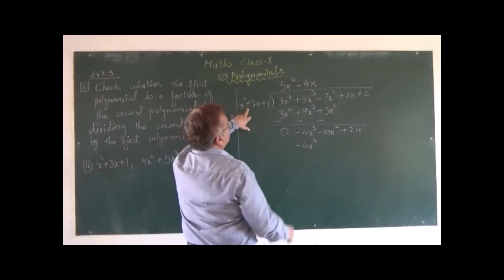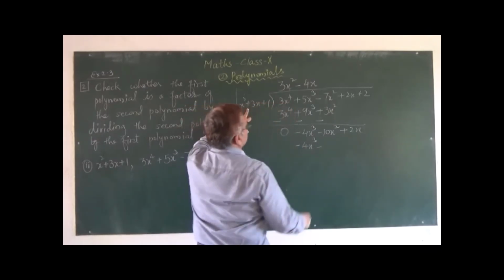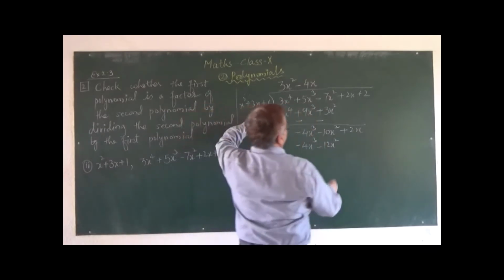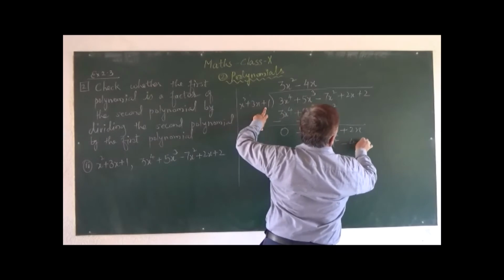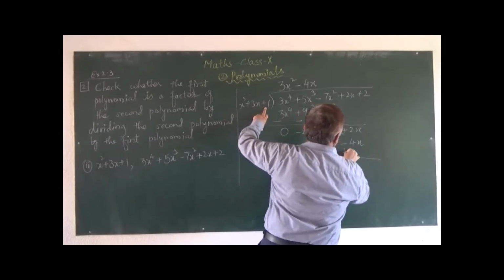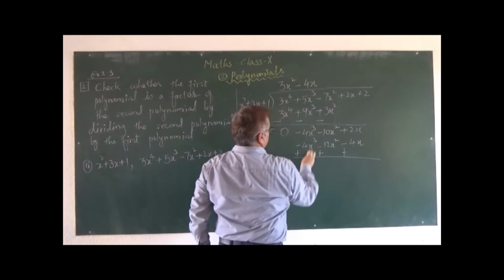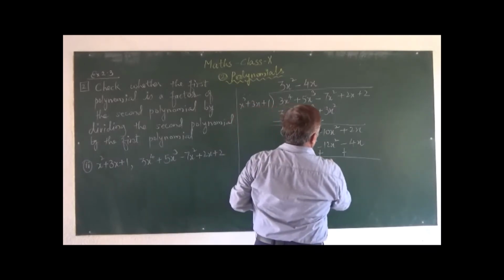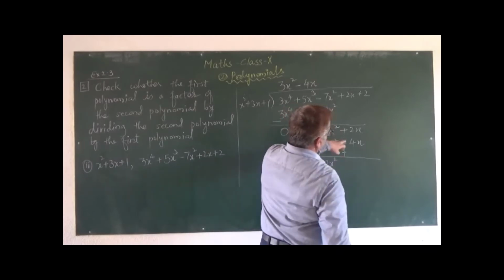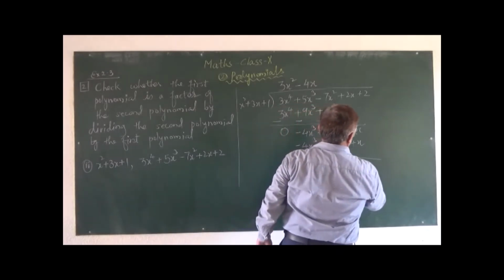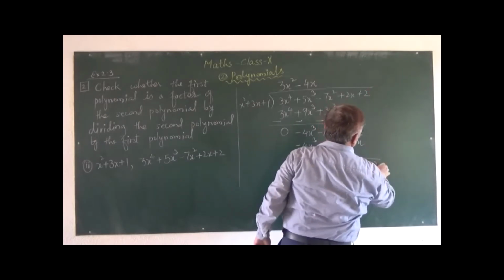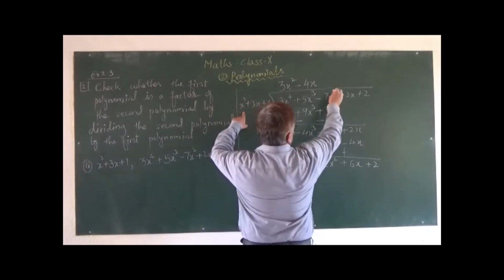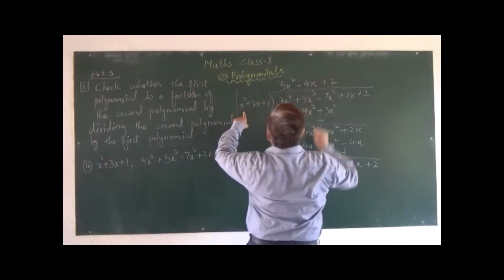Minus 4x into plus 3, that is minus 12x square. And minus 4x into 1, that is minus 4x. Subtract, plus, plus, plus. So this term is 0. Minus 10 plus 12x square, so that is 2x square, plus 2 plus 4, that is plus 6x. Bring down this 2. Okay, we want to eliminate 2x square. We are having x square, so plus 2x square.